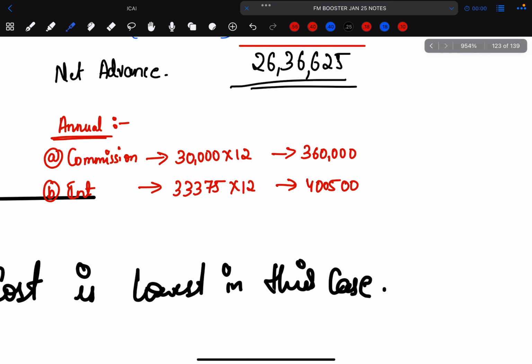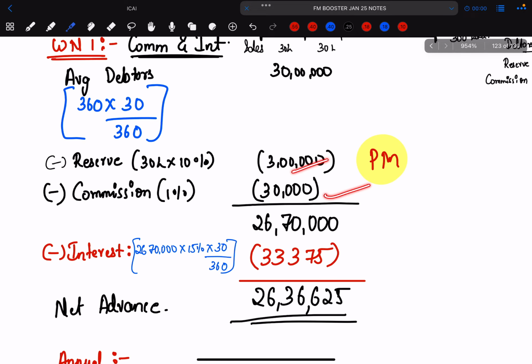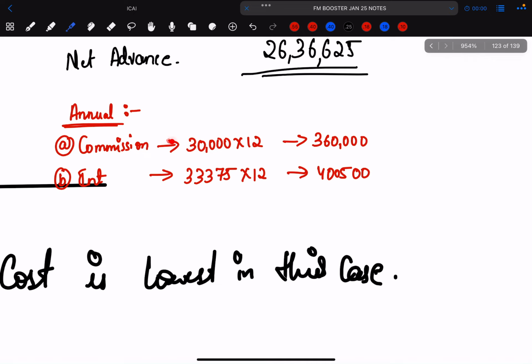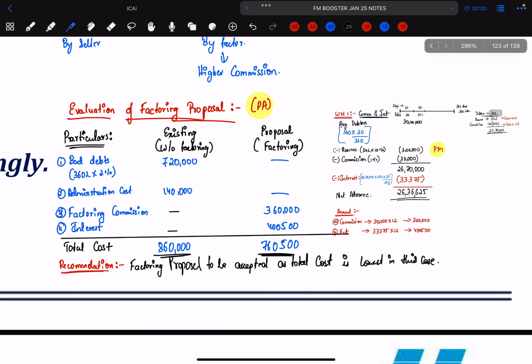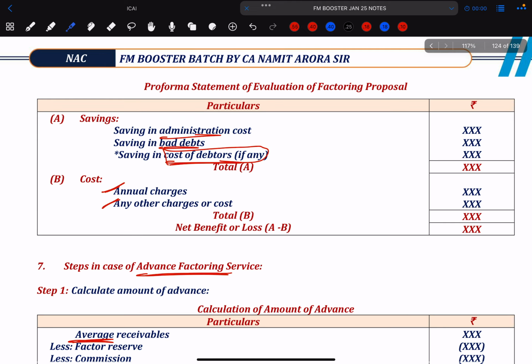26,36,000. So the commission here, how much have they given, 30,000 a month, that is 3 lakh, right? So while writing in the question, just convert it into annual, like 3,60,000, and so this one, done.